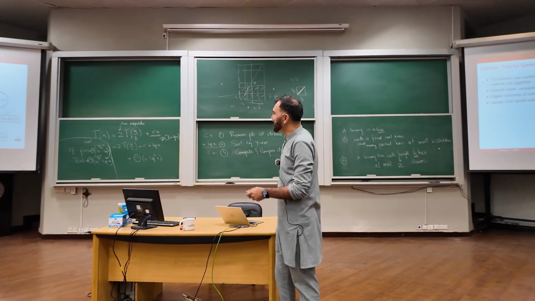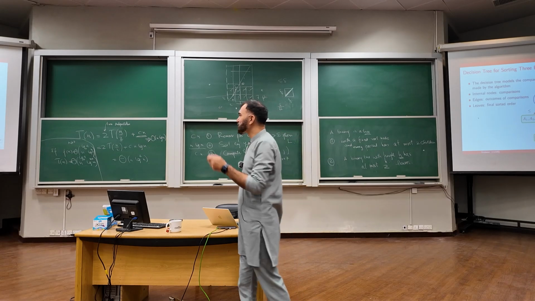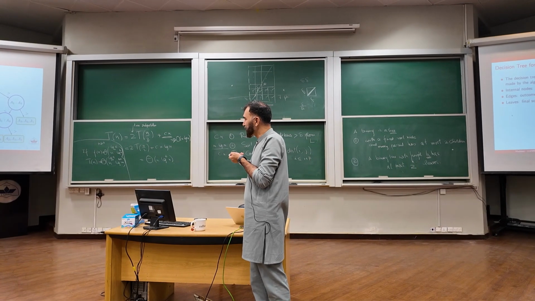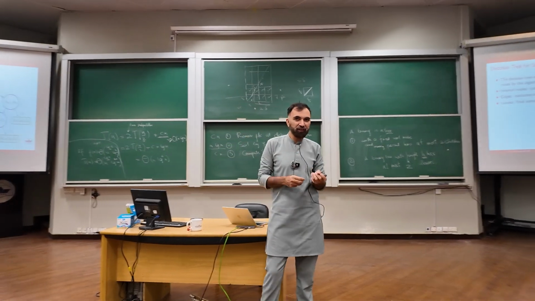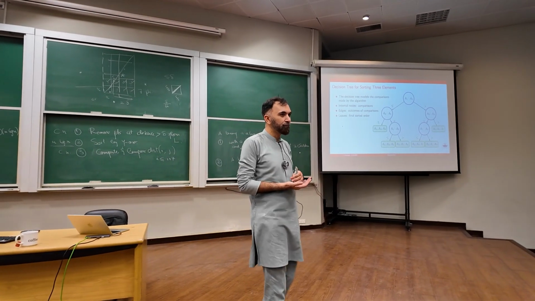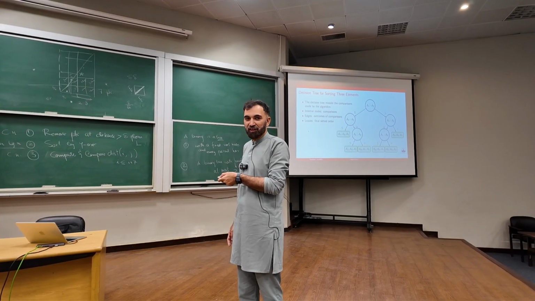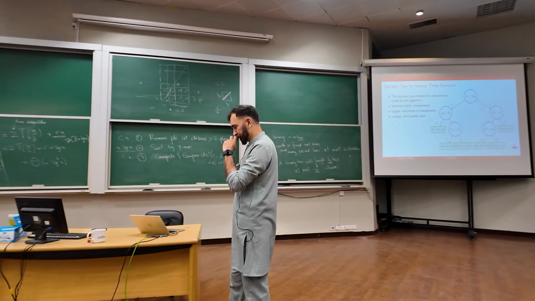Okay, 16 is not the answer. Let me just make sure it's not. Yeah, 16 is not the answer. Remember the third or fourth bullet point here. What does it say? So a leaf represents the final sorted order. The question is, if I had a comparison or decision tree with 4 elements, how many leaves would I have?